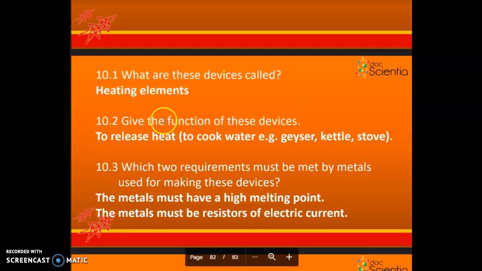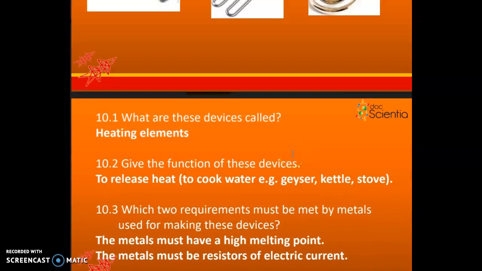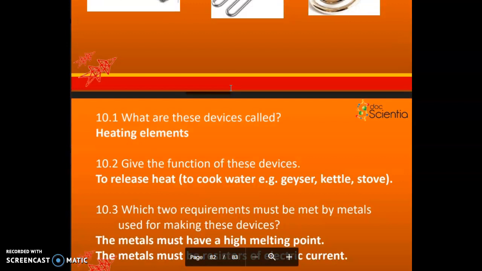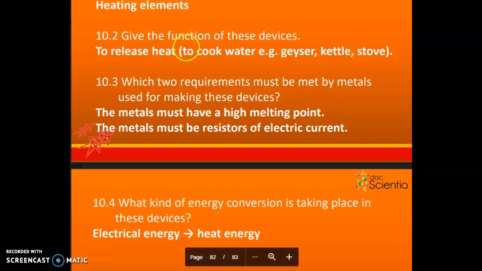Number 2, give the function of these devices. They release heat to heat up water, to cook like a geyser or a kettle or a stove. 10.3, which 2 requirements must be met by metals used for making these devices? You know this one. The metals must have a high melting point, and the metals must be resistors of an electric current.